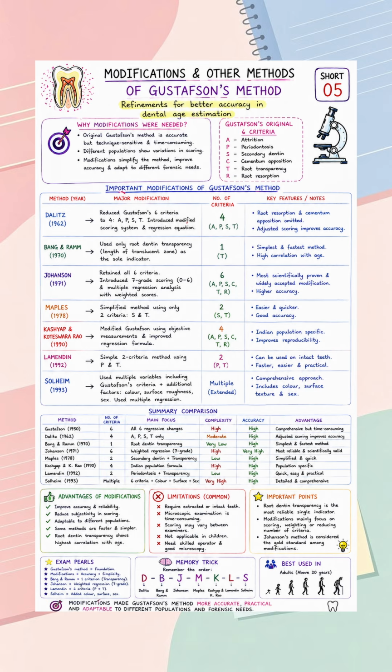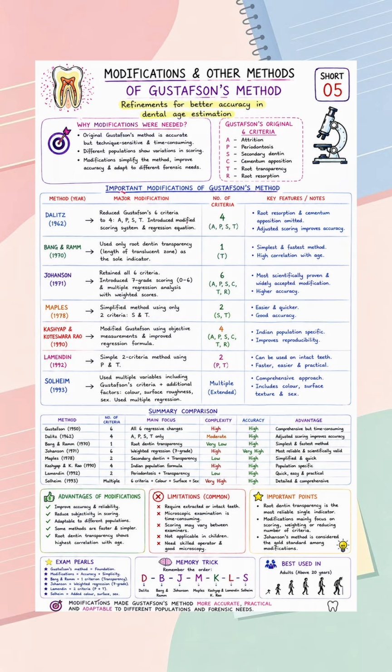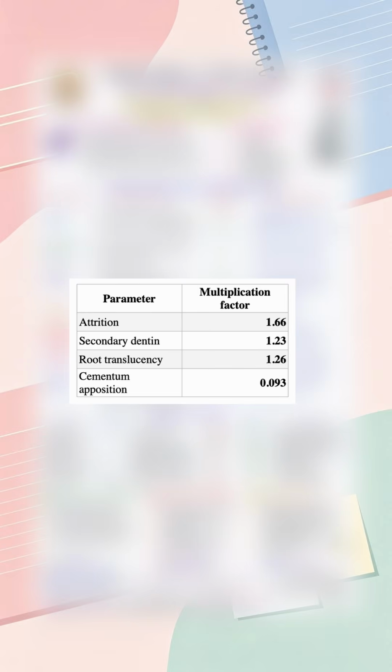Instead of subjective scoring, they used actual measurement of attrition, secondary dentin, root translucency, and cementum apposition, converted them into index values, and used regression derived relationships to estimate age. Like, you take the measurement in mm, divide by a standardized tooth measurement, and multiply by 100 to obtain an index. Then from these regression relationships they derived constants or multiplication factors.